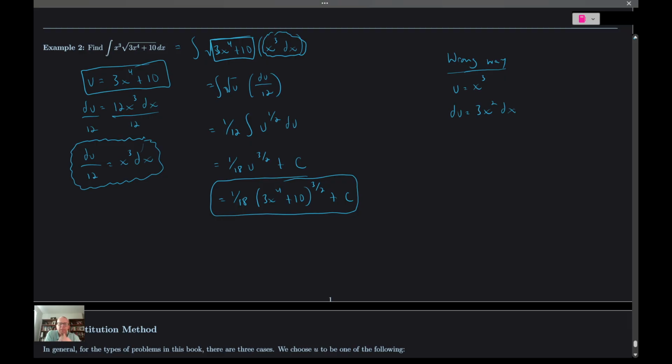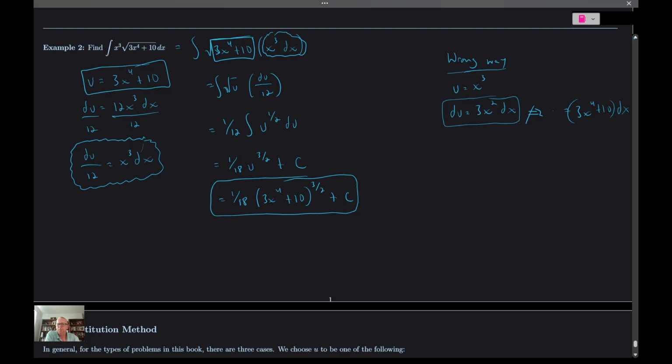Now, the problem is we have 3x to the fourth plus 10, so there's no way to turn this into 3x to the fourth plus 10 dx. So there's no way to get this to be something equals 3x to the fourth plus 10 dx. You can't multiply an x anywhere. You can really only work with the constants. So whatever you have on this side needs to look like some part of this.